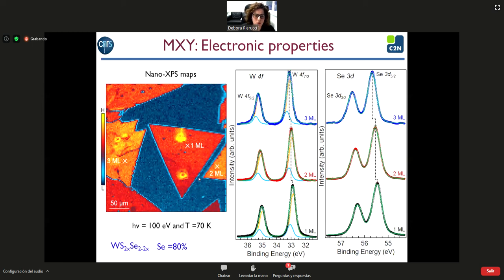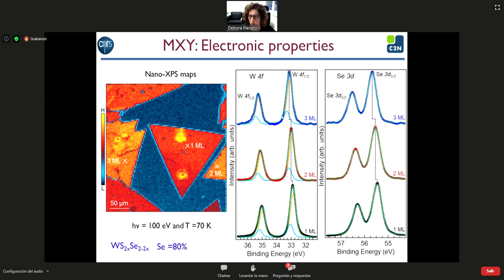So here I show you also the integrated XPS signal from 1, 2, and 3 monolayers. The different contrasts indicate the different layers that we have in the material. As we see here, the selenium 3d presents only one peak. We have the splitting of this doublet, the standard one, but we have only one component. On the tungsten, we see two components.